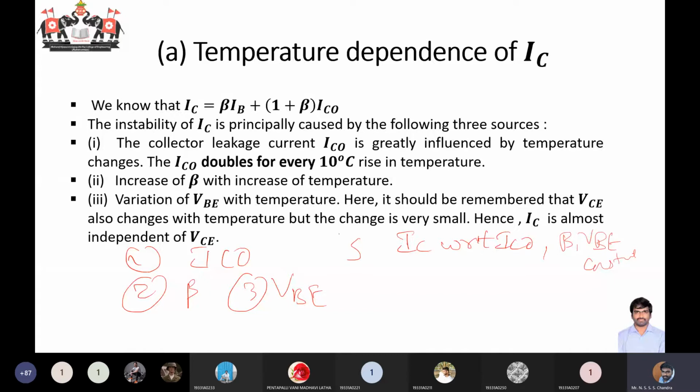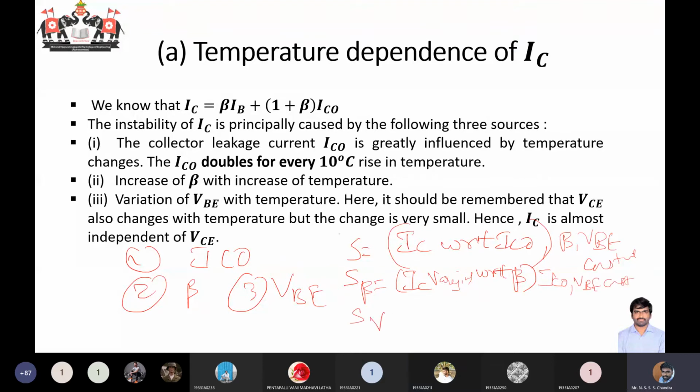Then S beta. Here what we are going to check is how much IC is varying with respect to changes in beta. So what two other things should be kept constant? IC0 and VBE. So IC0 and VBE will be kept constant.